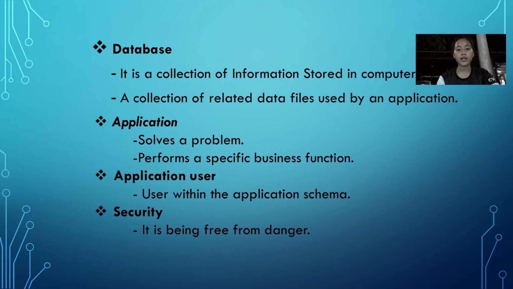Before we start discussing the database and application security model, first we need to discuss what a database is. A database is a collection of information stored in a computer. It is also a collection of related data files used by an application, and in an application, it solves a problem and performs a specific business function. An application user is a user within the application schema, and security means being free from danger.